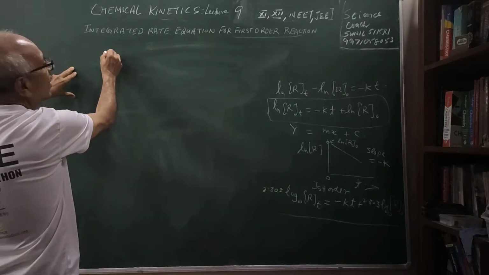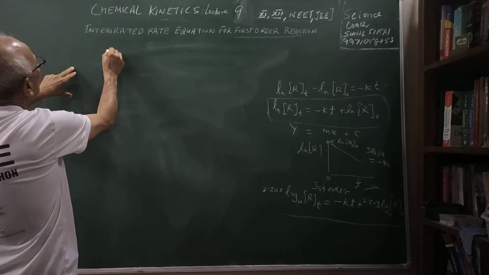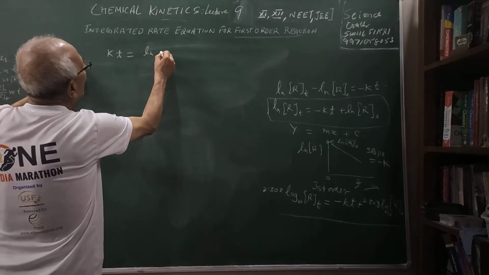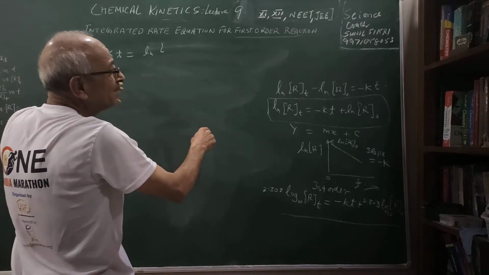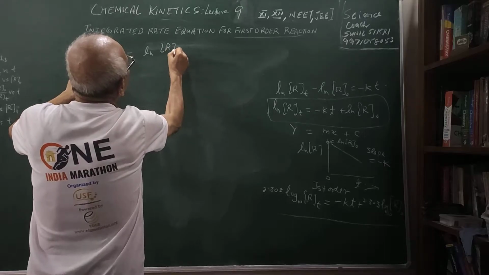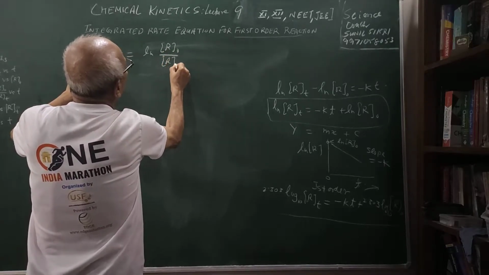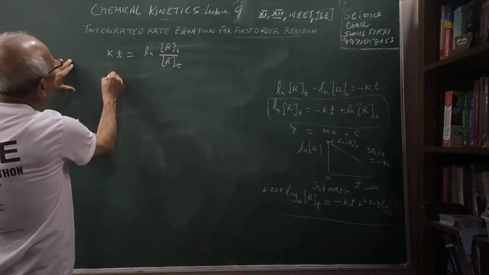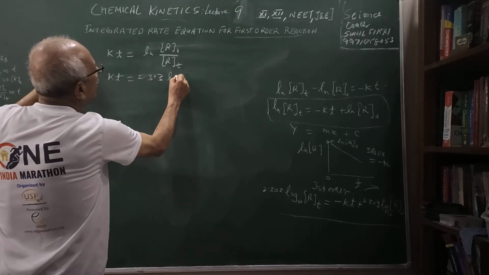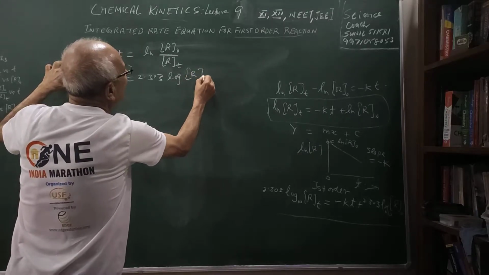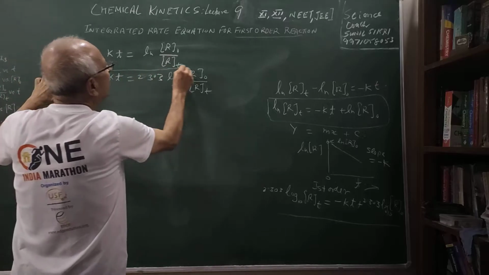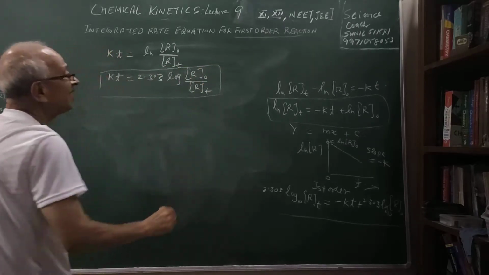We can say that for a first order reaction, kT can be expressed as ln of what you are getting. If I take this kT, it will be like this. This is my equation, or I can express it as kT equals 2.303 log of R0 by RT. It is an important relationship for solving a large number of questions.